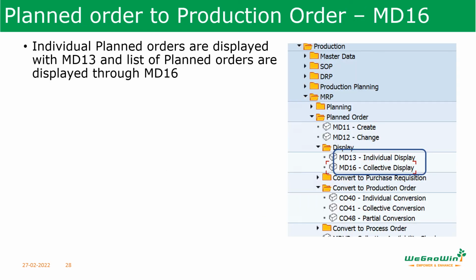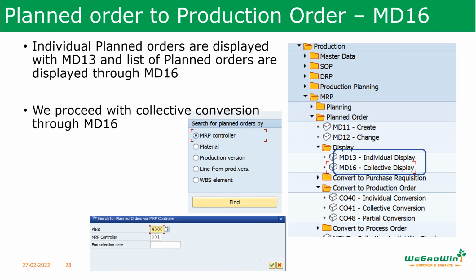Next we will discuss conversion of planned orders to production orders. Individual planned orders are displayed with MD13, and a list of planned orders can be displayed through MD16. A menu path is also shown here. Let us proceed with the conversion of planned order to production order through MD16.